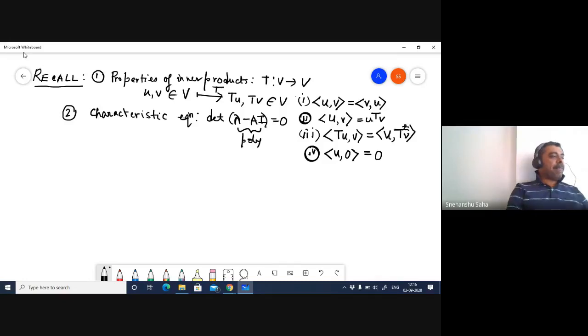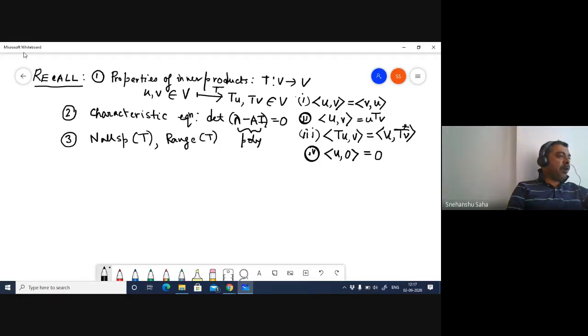And so in the context of this, it is very, very important that we recall the null space of a linear transformation and the range of a linear transformation. Right? So that's point number 3.